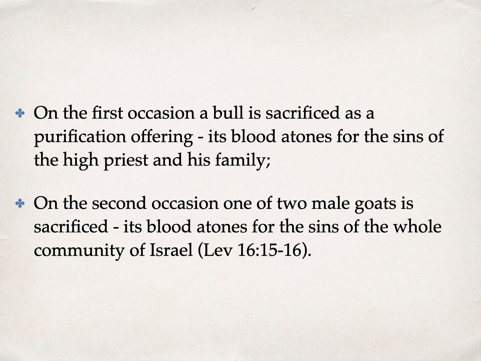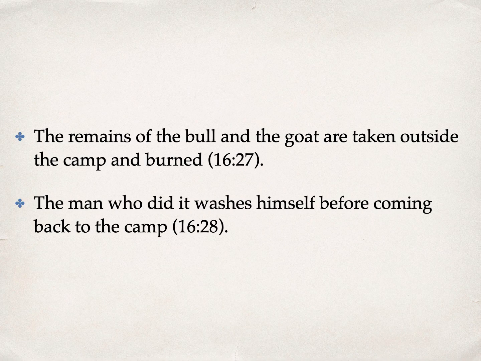On the second occasion, one of 2 male goats is sacrificed. Its blood atones for the sins of the whole community of Israel. The remains of the bull and the goat are taken outside the camp and burnt. The man who did it washes himself before coming back to the camp.